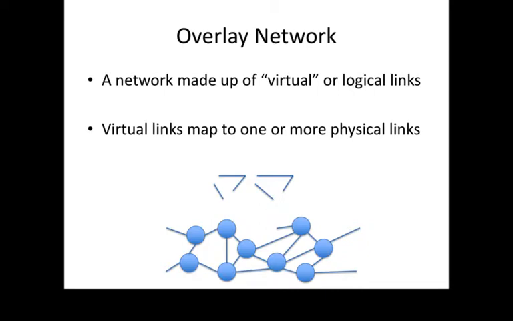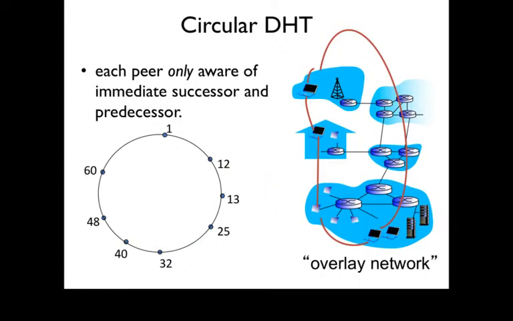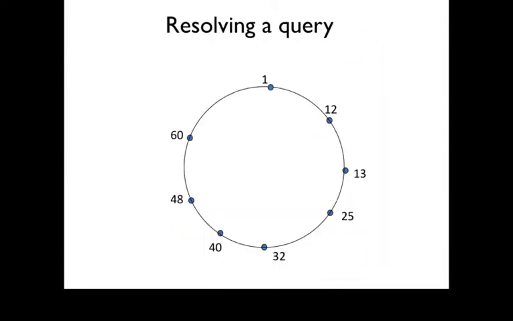So just some definitions. An overlay network is a network made up of virtual or logical links, not actually physical links, okay. One of these virtual links may map to more than one physical link. So in this case, if you go back, the link between 1 and 12 may actually go through multiple physical links, but we don't care about that for the time being, right? So let's see how a query gets resolved.